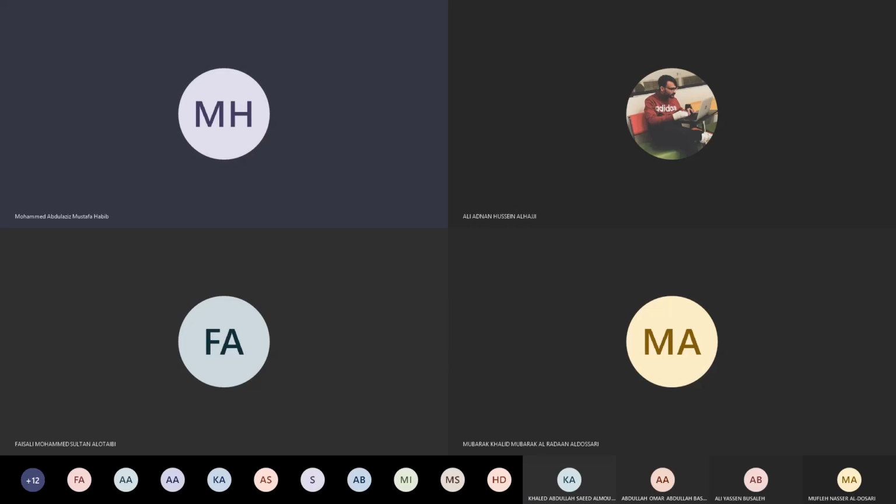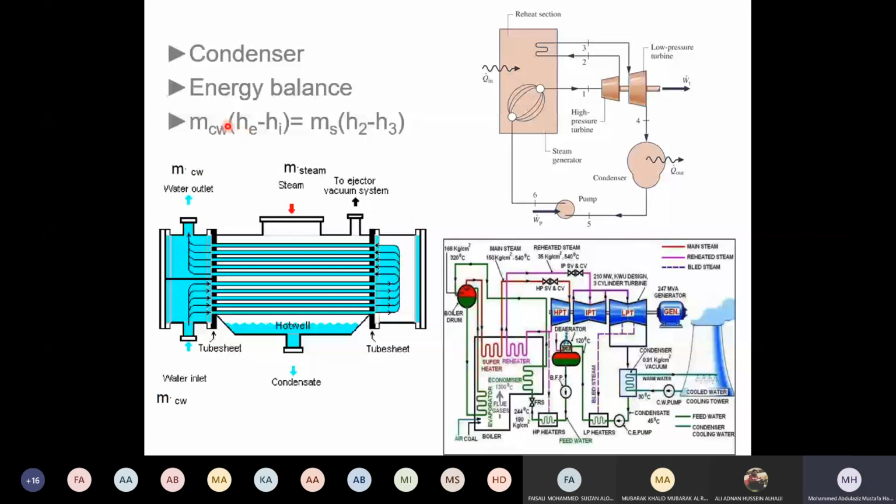There is a lot of information in this slide, but I'm interested here in talking about the condenser. So let me summarize what we have done so far. This is the plant, the actual plant we are looking at, and we have seen the simple ideal Rankine cycle, which is presented in this one.